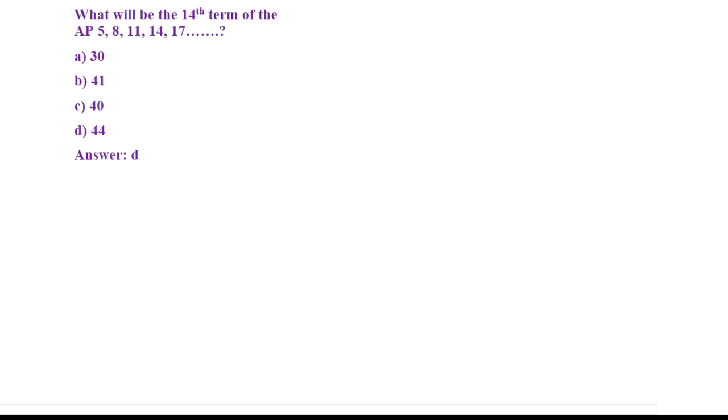What will be the 14th term of the AP? Let's use the formula. I can use an, or I can also write it as tn. Some books prefer writing it as an, some prefer writing it as tn. T is term, n is the value. So tn is equal to a plus n minus 1 into d.